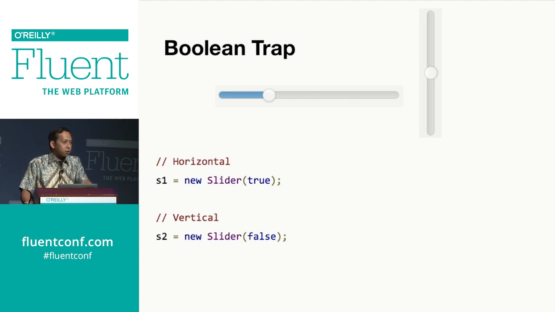When we have 2 choices, the obvious choice, pun intended, is to use Booleans because you can either choose true or false. So apparently, if you create a slider using a new slider true, it means that the slider is horizontal. And if you create a slider with the false in the constructor argument, then it means it's vertical. Looking at this code, it's impossible to deduce which is which if you don't have your documentation handy.